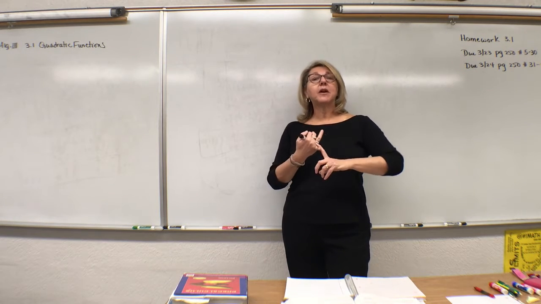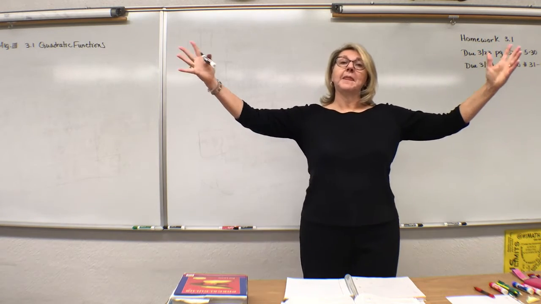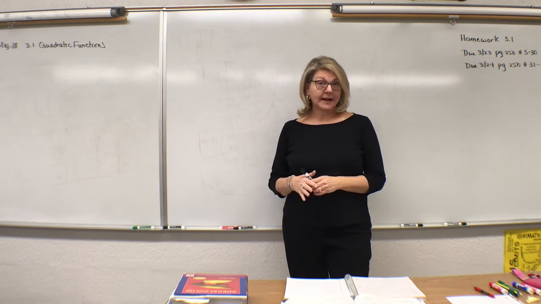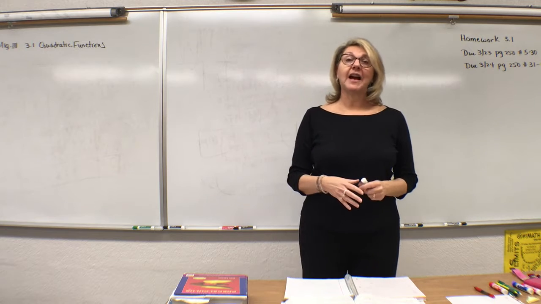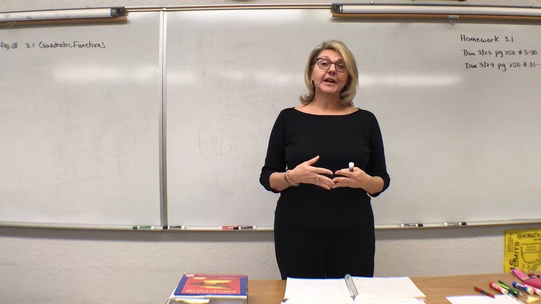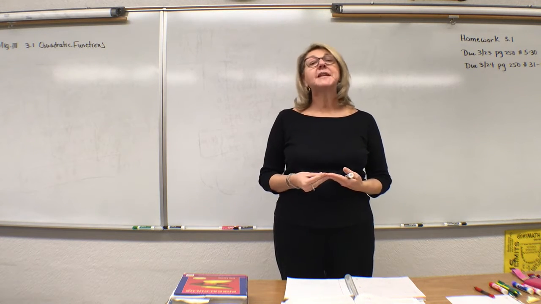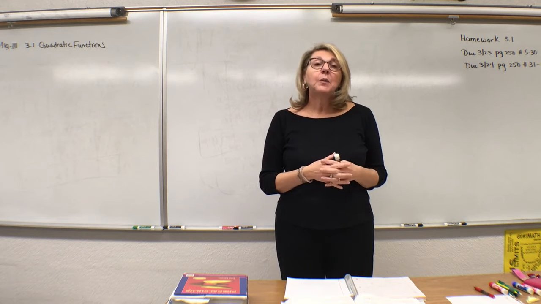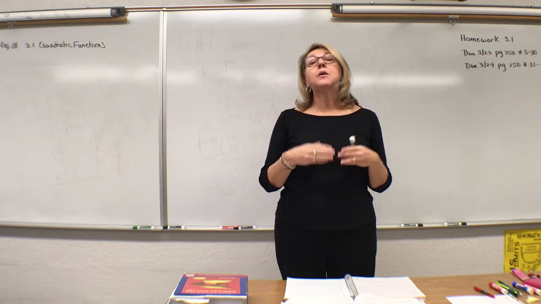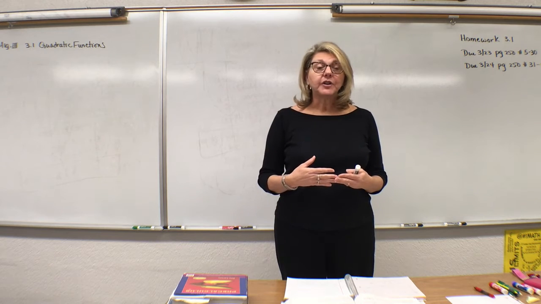We would know if a was greater than 0, the parabola opens up. If a is less than 0, the parabola opens down. Once we found h and k, we can locate that vertex. We'll know whether it's a min or a max. And we can also discern that x equals h is the line of symmetry.